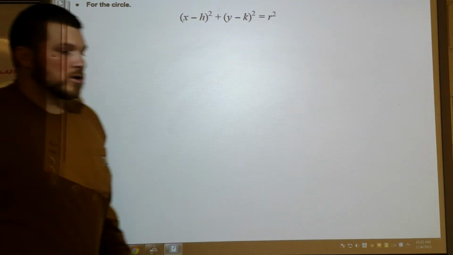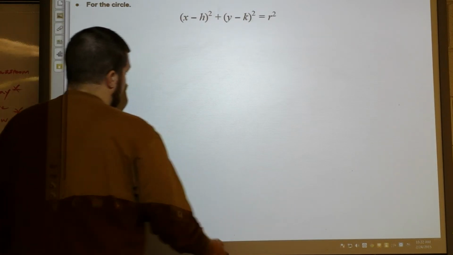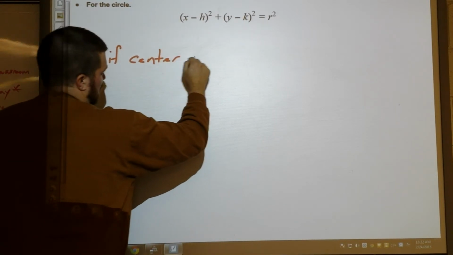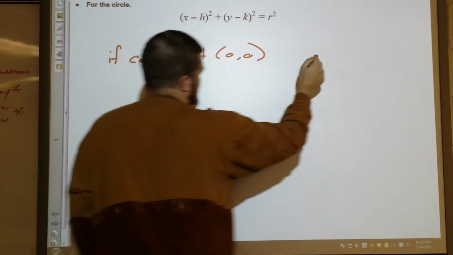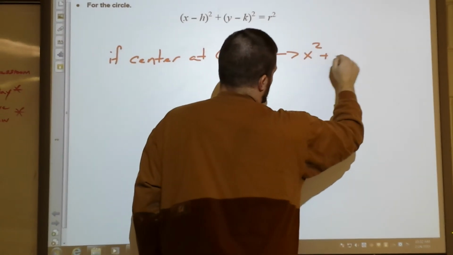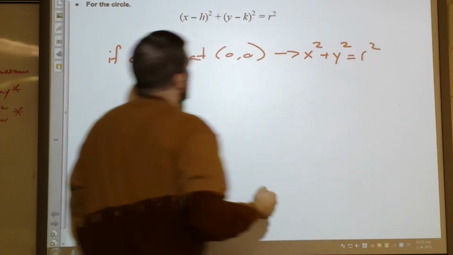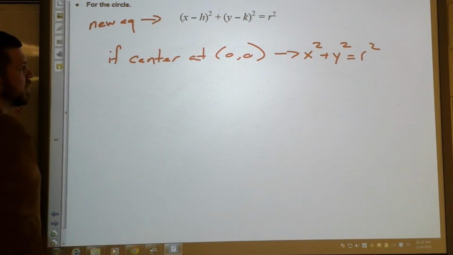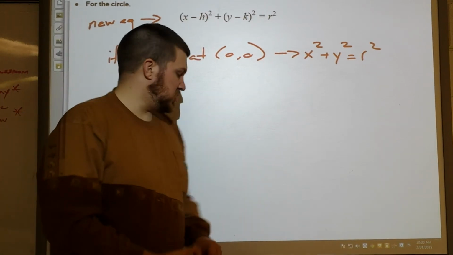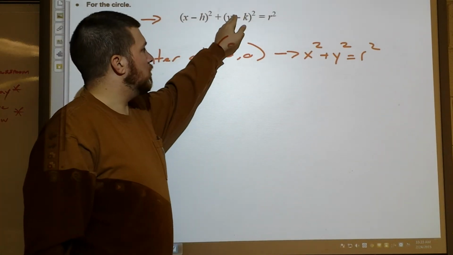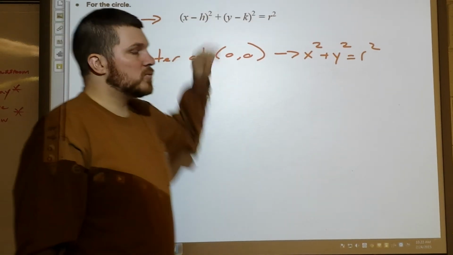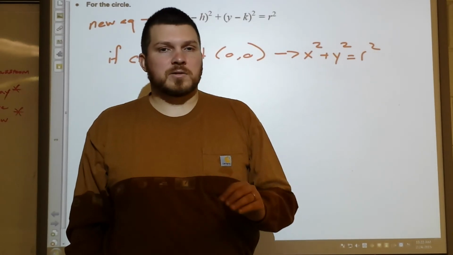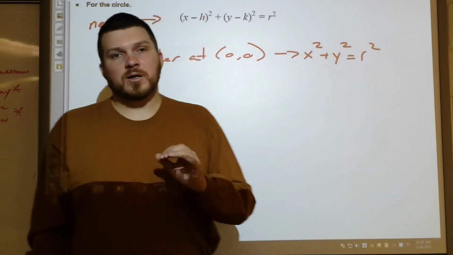And then finally for a circle, what we just saw a few videos ago was that if the center was at 0, 0, then the circle was x squared plus y squared equals r squared. Now in the new equation, everything's pretty much the same. We have x squared, y squared, r squared. The only difference is we have to take into account the center of the circle is no longer stuck at 0, 0. It can be anywhere on the graph, h, k.